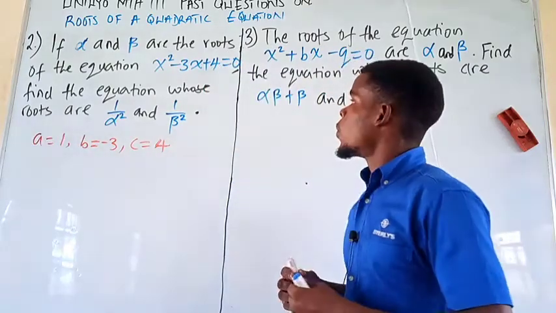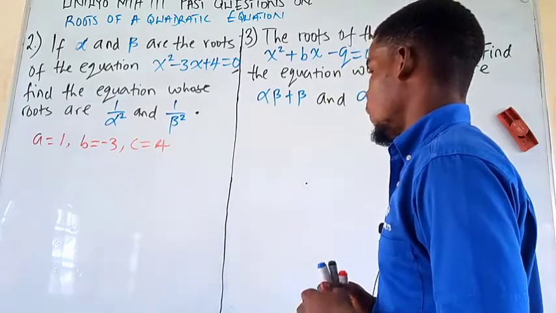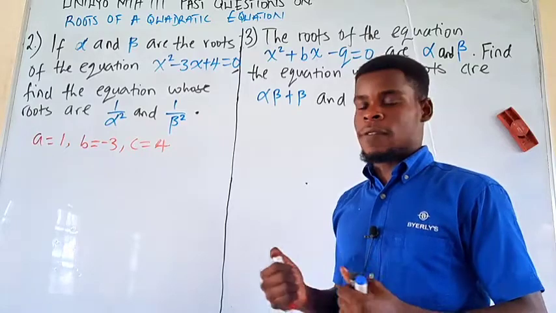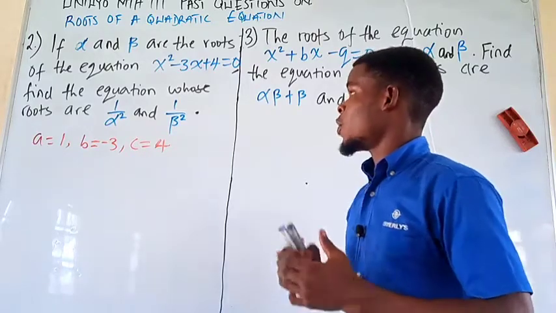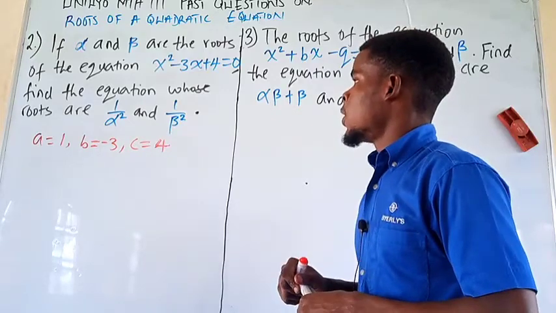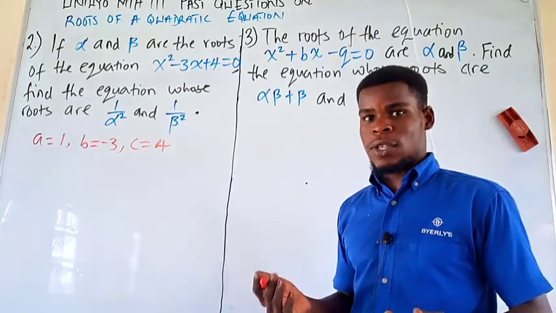Okay, so what I want to do here is that I would just like to use the facts that we know that the sum of the roots will give us negative b over a, and the product of the roots will give us c over a. Then I will use these new roots, okay, to find a new equation.